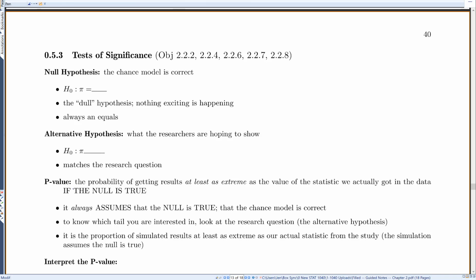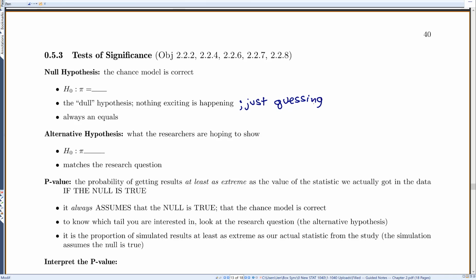Here's some official information about tests of significance, which is what we've been doing. You just didn't know you've been doing it since the beginning of the semester. The null hypothesis is the chance that the null model is correct. It will always be an H with a 0, and it'll always be a pi equals. So it's always an equal sign. It's the dull hypothesis. Nothing exciting is happening. Just guessing, if it's that type of thing. It's not always a guessing scenario, but nothing exciting is happening.